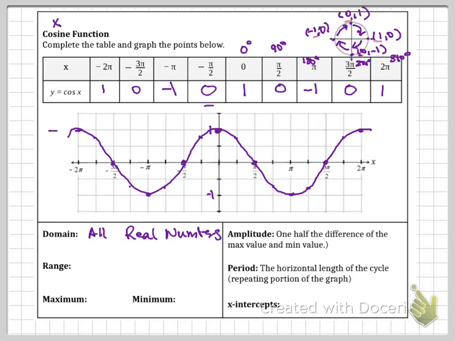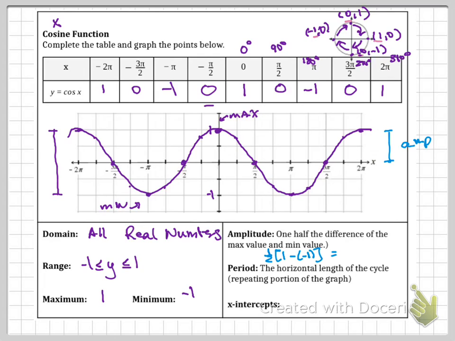Our range is the same, where it's from 1 to negative 1. So y is between negative 1 and 1. Our maximum value, the top point, the max, at any point on this curve is positive 1. Our minimum is at negative 1. The amplitude is the same. It's half the distance of the min and max value. So this is our amplitude. You can do the formula, but it's 1/2 times 1 minus negative 1. So that becomes 2. Half of 2 is just 1.